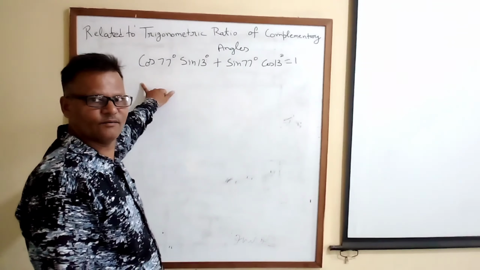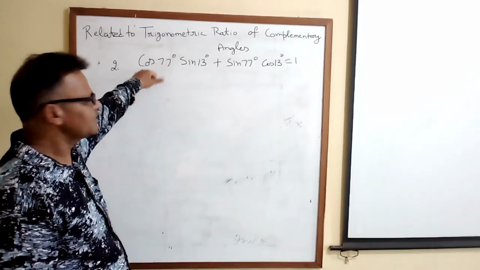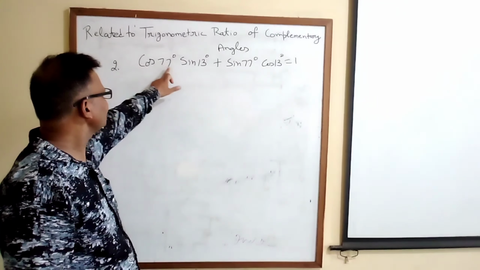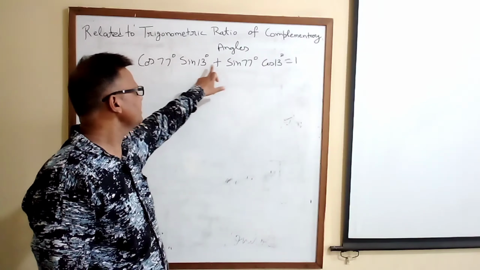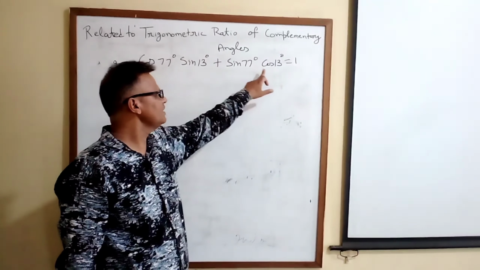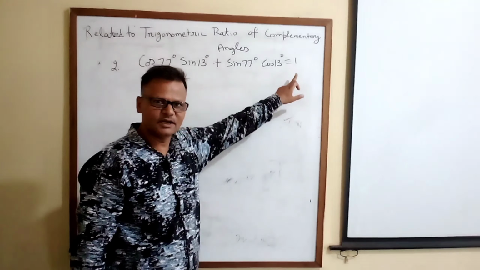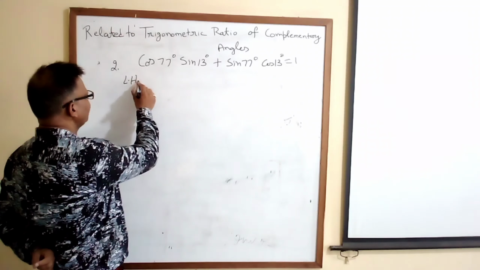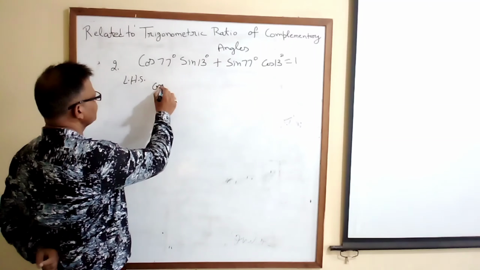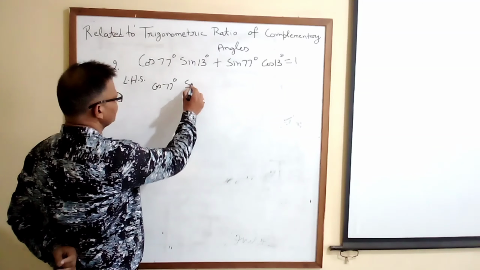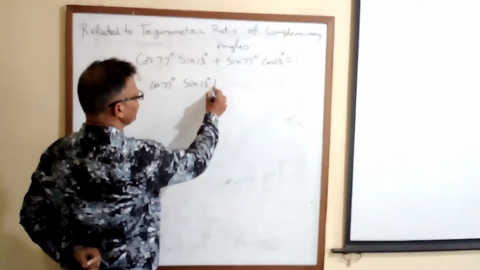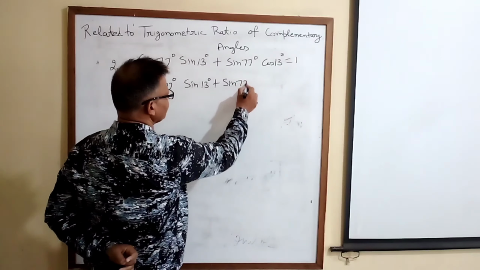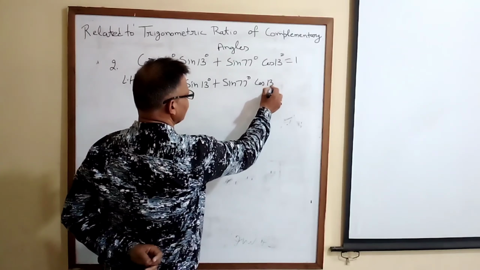Let us take one more example, sum number 2: cos 77 degree sin 13 degree plus sin 77 degree cos 13 degree is equal to 1. So start by taking the left hand side: cos 77 degree sin 13 degree plus sin 77 degree cos 13 degree.